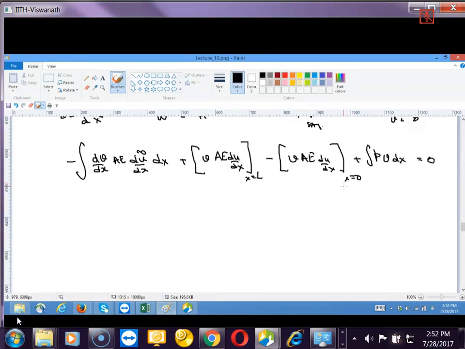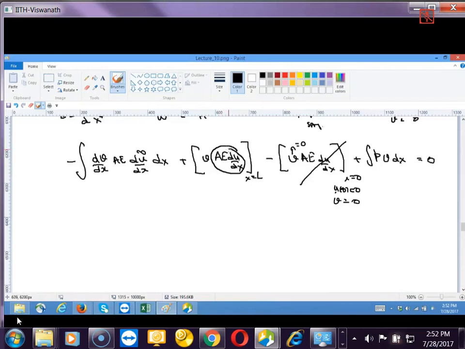Now at x equals 0, what is u? u is equal to 0, right? But if u is equal to 0, we know v is equal to 0. That means this term is gone because this fellow is equal to 0. The entire term is gone because this is 0. Now let's come to here. What is AE du by dx at x equals L? This is equal to capital P.